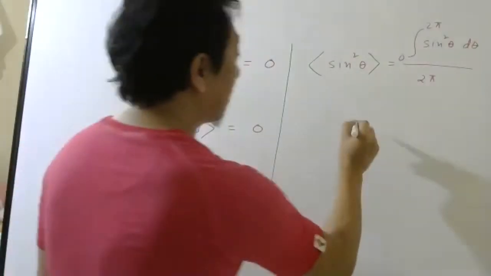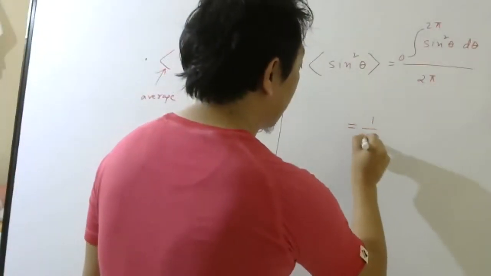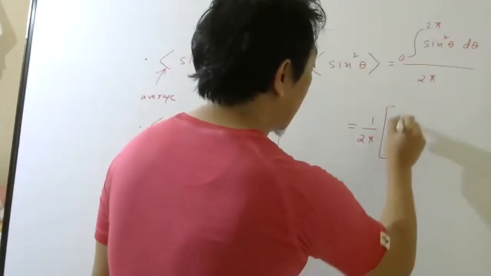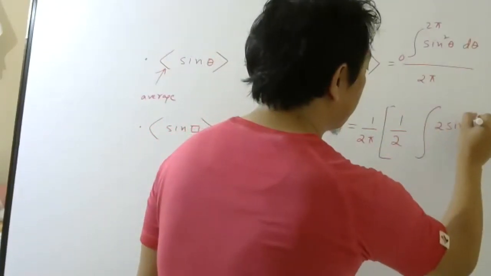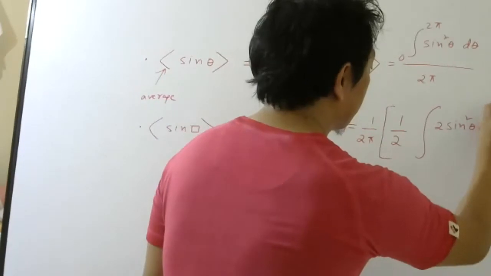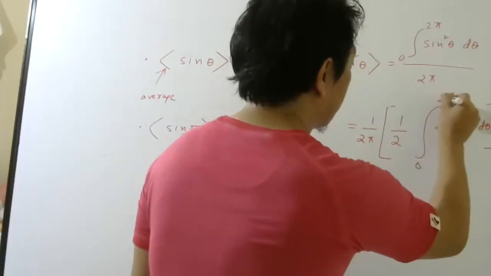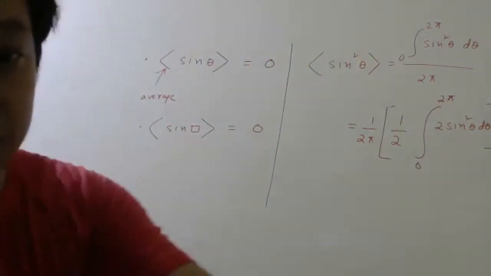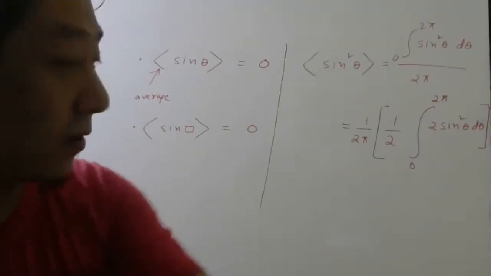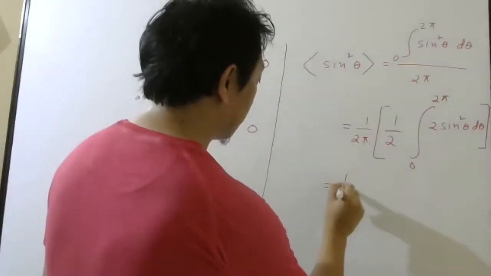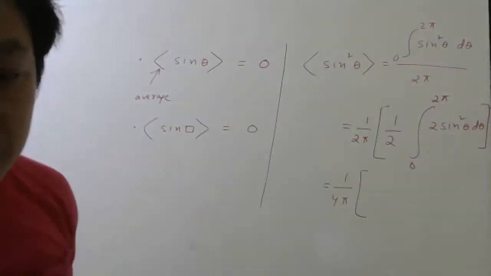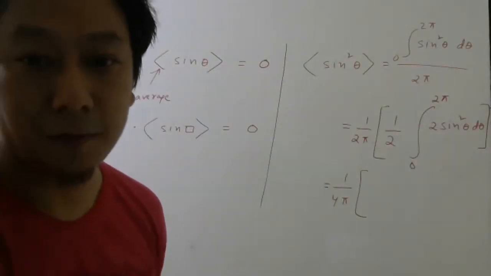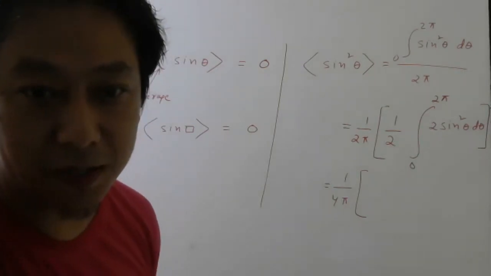So what I will do is I will take this 2 pi here. I will divide by 2 and multiply by 2. What is 2 sine square theta? 1 minus cos 2 theta, 1 plus cos 2 theta.